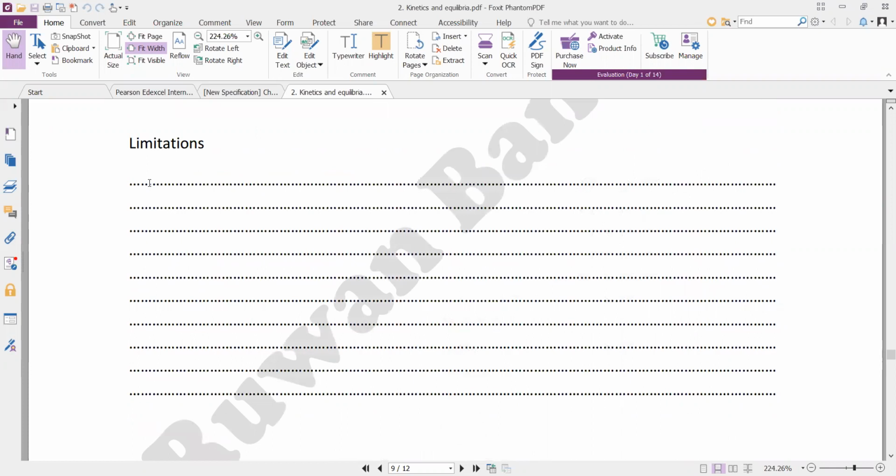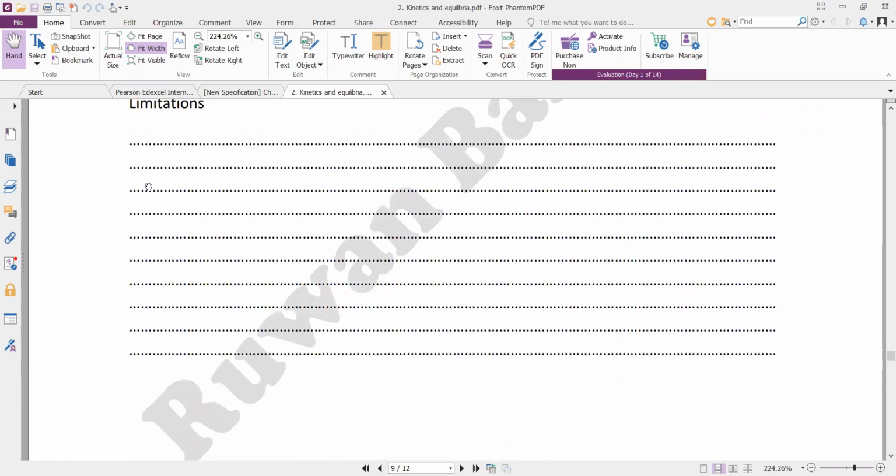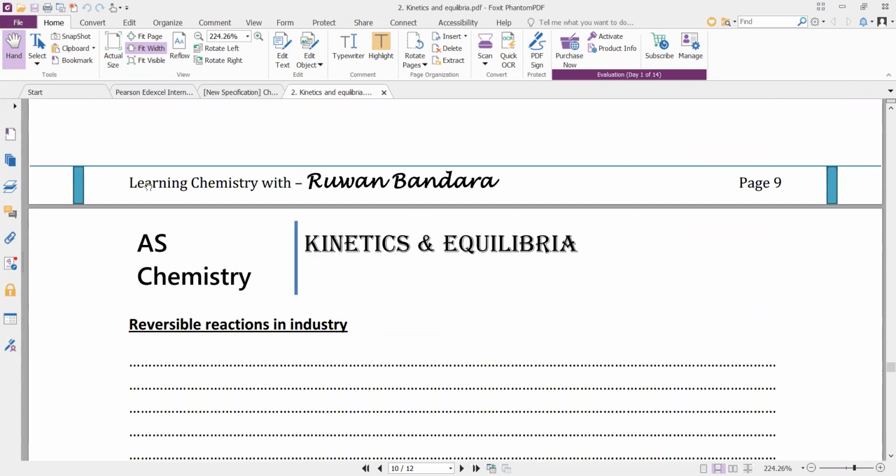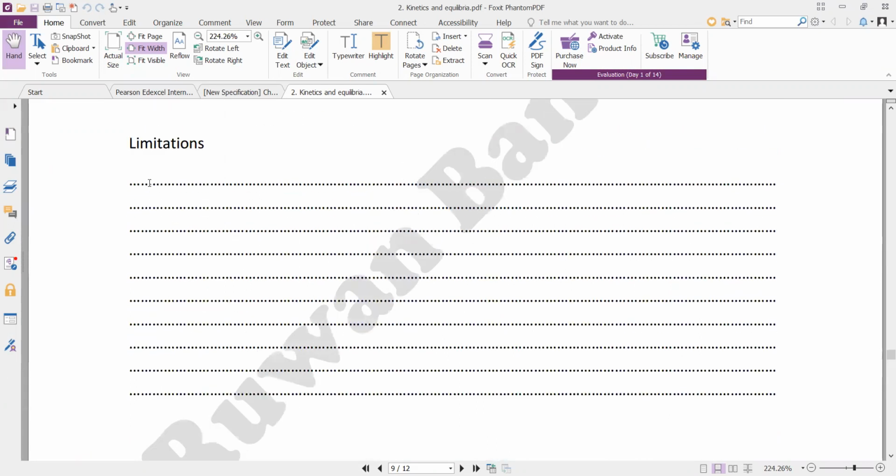Next one, limitations of making qualitative predictions. The limitations can be made. Now let's take an example: 2NO2 reversible N2O4, delta H is minus 57.2.